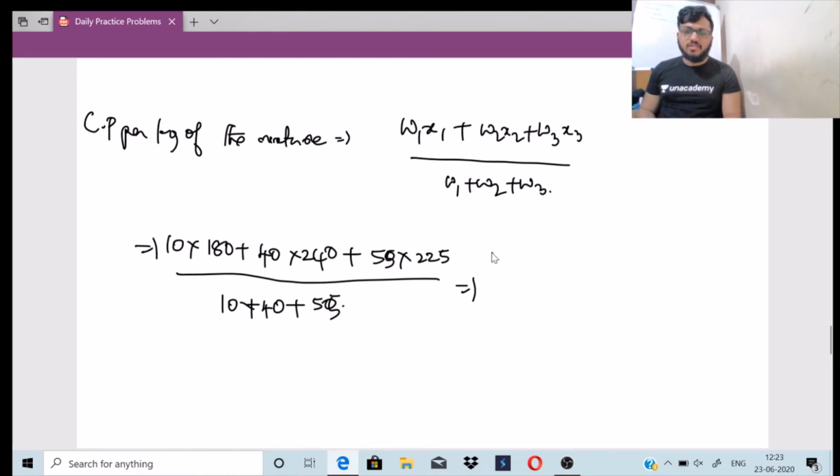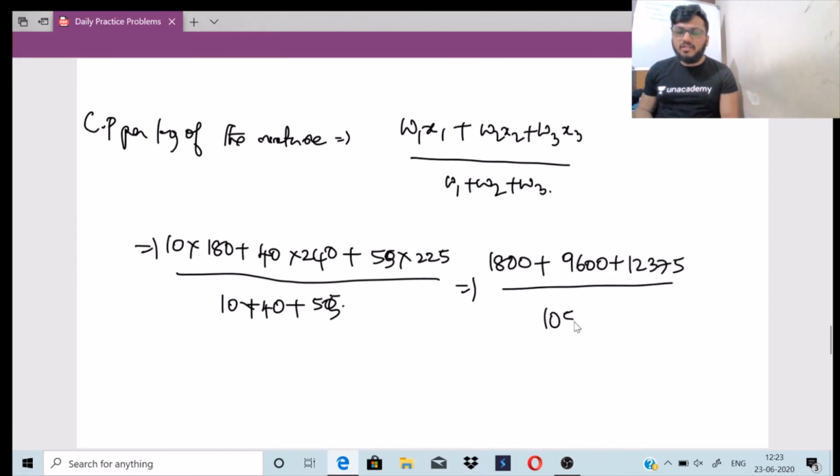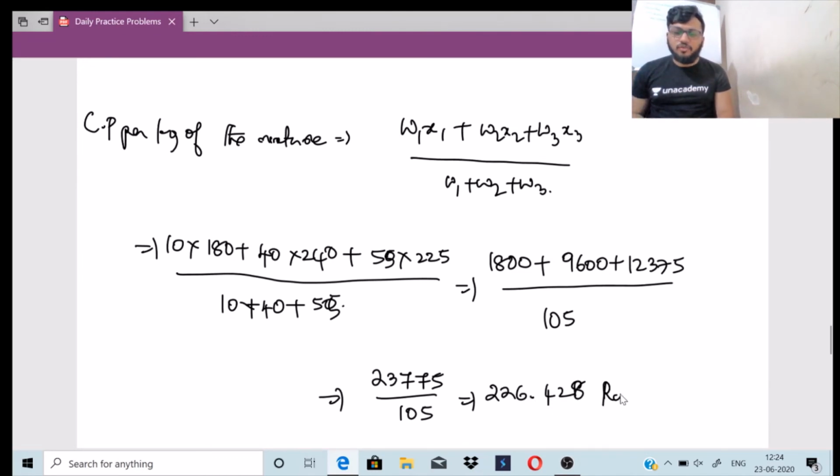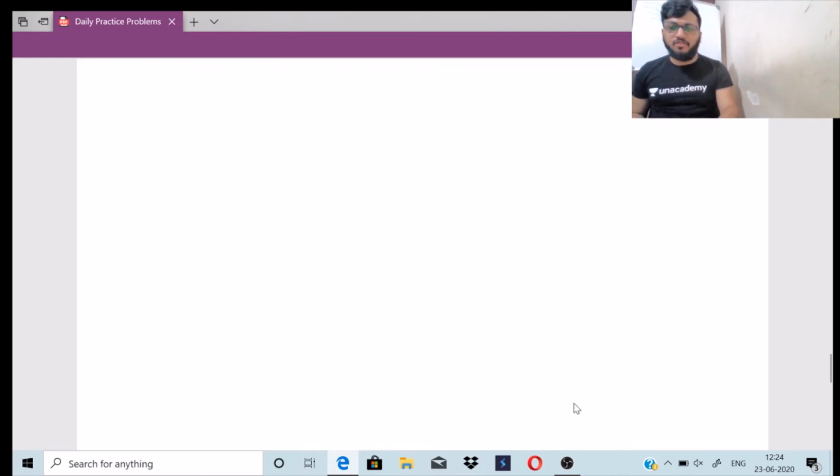So when you calculate this, this will be 1800, and 40 into 240 will be 9600, and 55 into 225 will be 12,375, divided by 105. So when you calculate this, this will be equal to 23,775 divided by 105, which is nothing but equal to 226.428 rupees, right? 226.428 rupees is the cost price of this mixture. But what they have told, this one is sold at 23% profit, right? So what is the profit here, people? The profit is 23%, right?